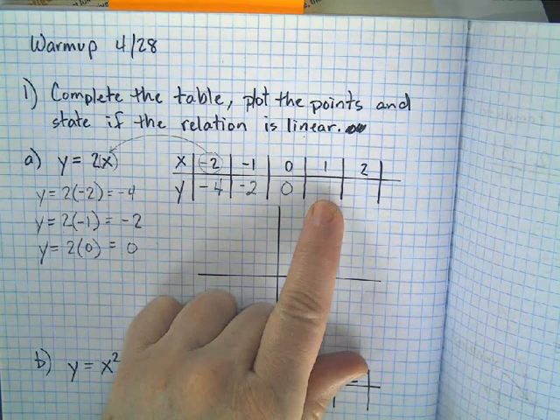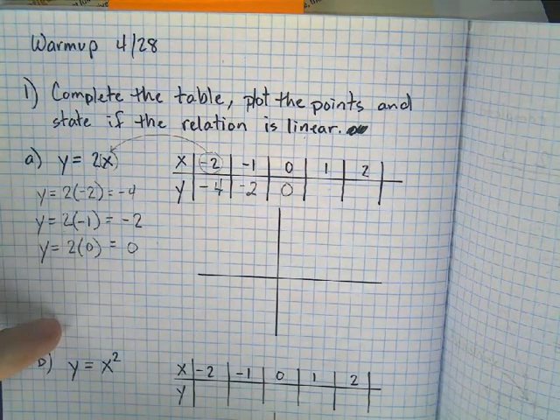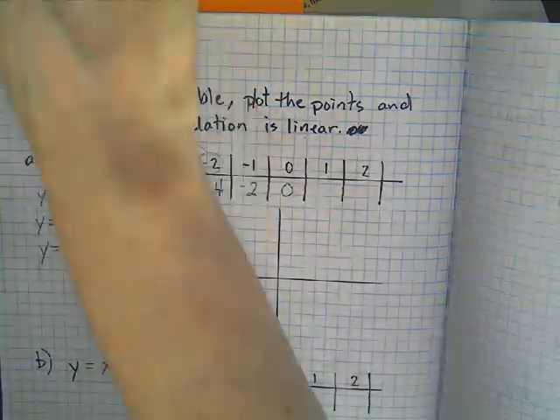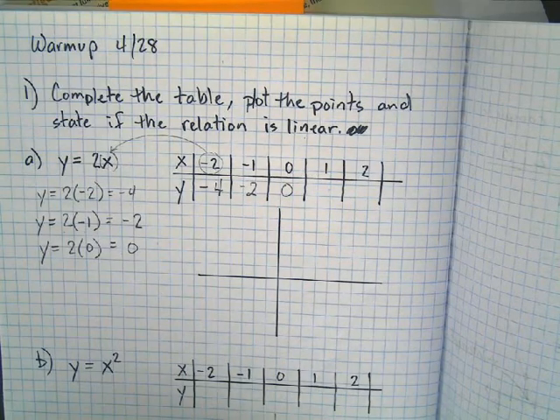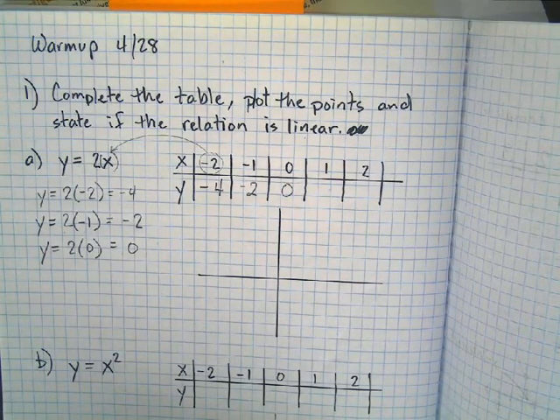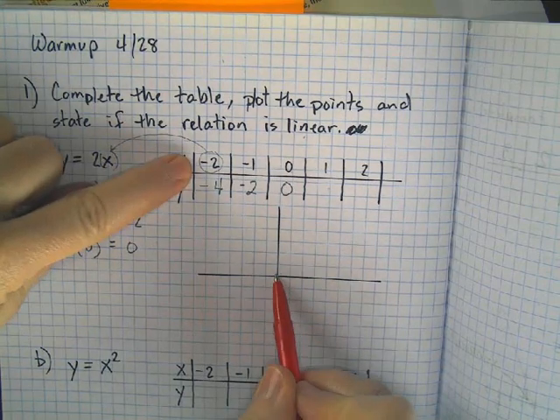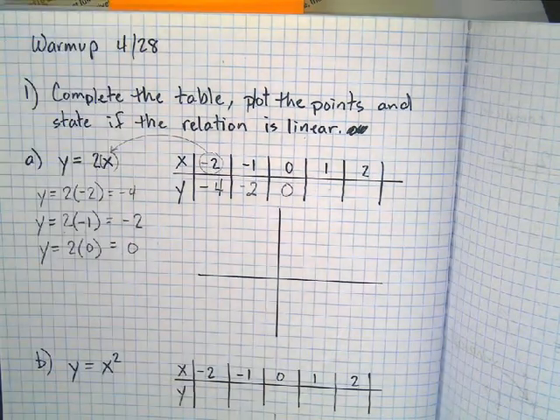Okay, I want you to finish the table. You do the work. Here's some space for you. Now I'm going to plot the points that I have and decide if it's linear or not linear. So -2, oops, I didn't put my numbers on my graph.